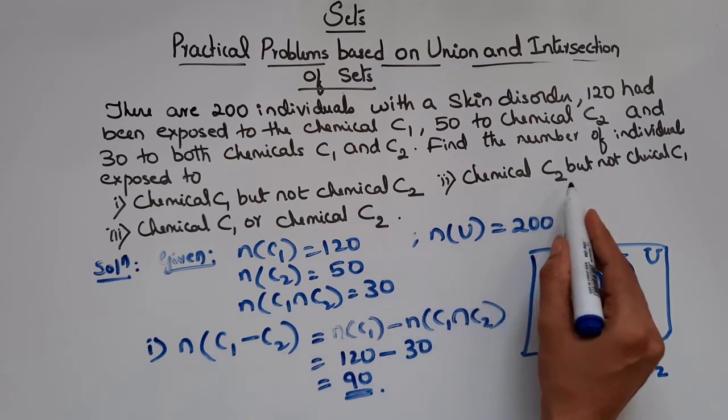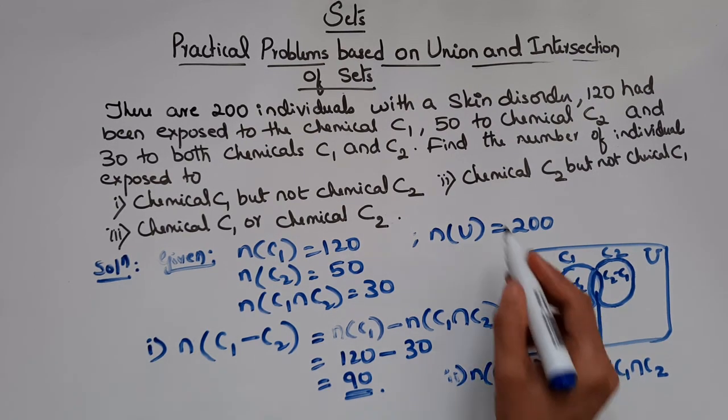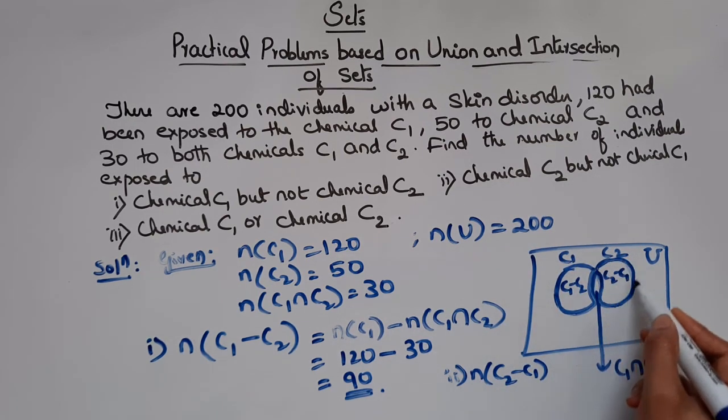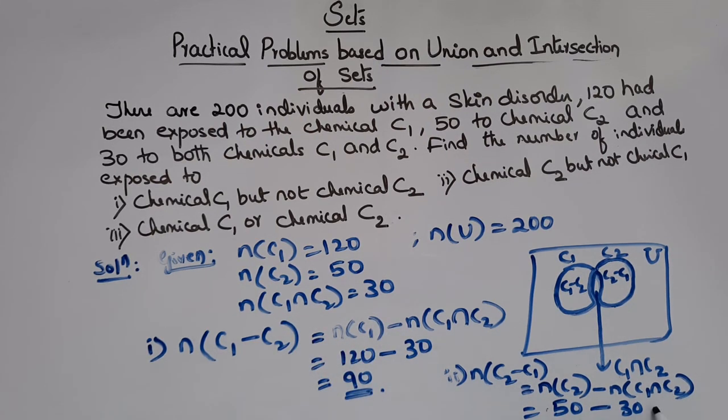Now let's find chemical C2 but not chemical C1, which means we have to find N of C2 minus C1. Chemical C2 but not chemical C1. Now what is N of C2 minus C1? What is this region? That means from C2, if you subtract this, that will give you C2 minus C1, which is equal to N of C2 minus N of C1 intersection C2. Here N of C2 is 50. So 50 minus 30, N of C1 intersection C2 is 30. So this will give you 50 minus 30 is 20. So 20 people are exposed to chemical C2 but not C1.